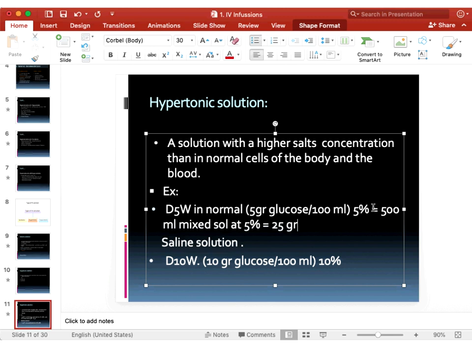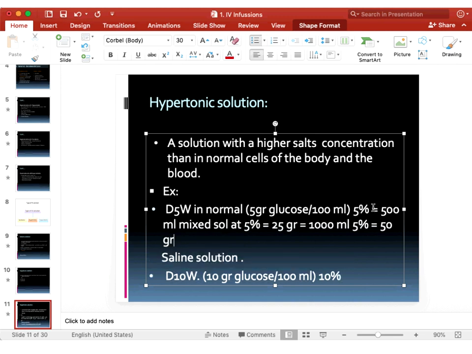All right? So careful, let's say you infuse a mixed solution of 1,000 milliliters at 5%. Now, in the total amount, how many grams of glucose will you be infusing your patient? 50 grams of glucose. Now, question, would it be appropriate to infuse this kind of solution on an uncontrolled diabetic patient? All right, there you go, you're getting the idea.